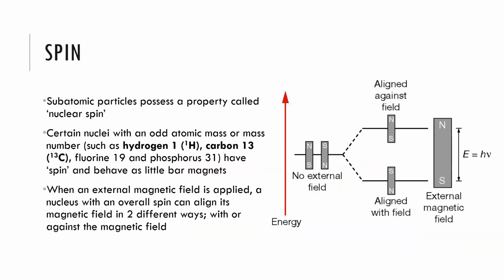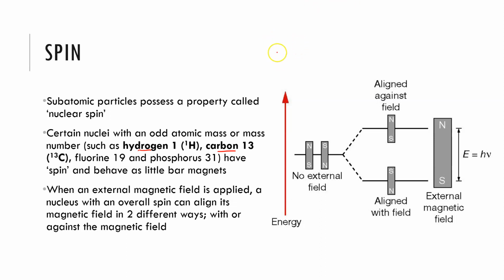This can be done because of a property known as spin, or quantum spin. Subatomic particles possess this property known as nuclear spin, and certain nuclei with an odd atomic mass, so an odd number of nucleons, will have this property. They have what we call a magnetic spin moment. These are hydrogen 1, carbon 13, even phosphorus 31. Okay, the most common ones and the ones that we look at within this course are hydrogen and carbon, because of course they're present in all organic molecules that we want to be able to identify.